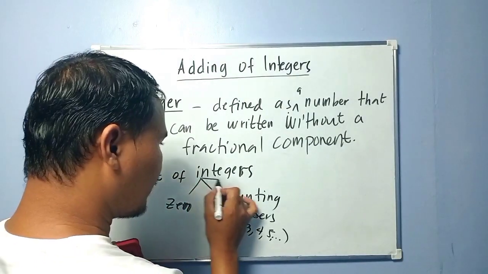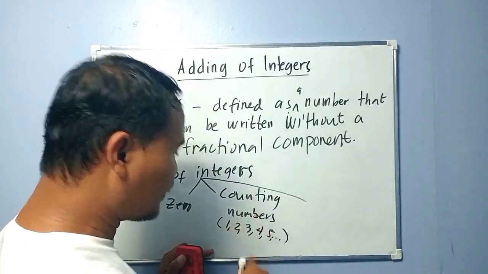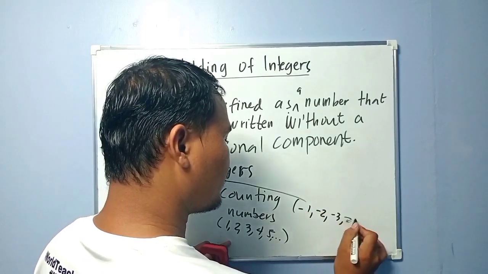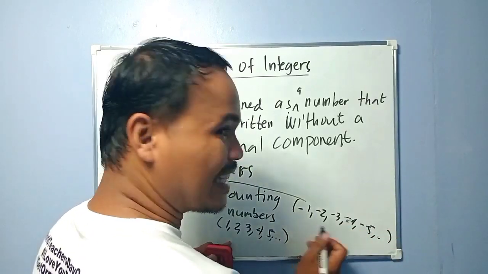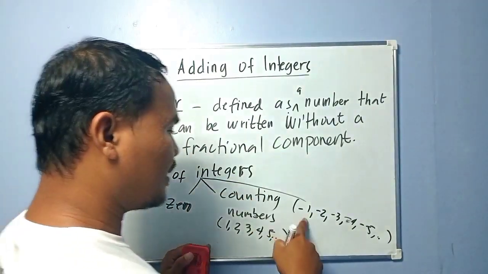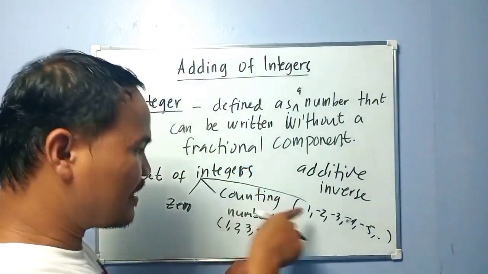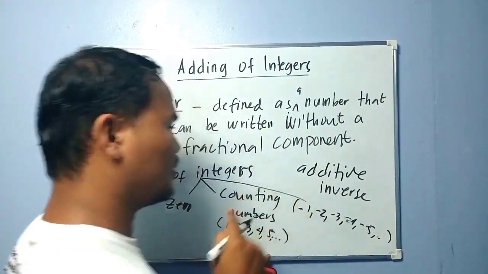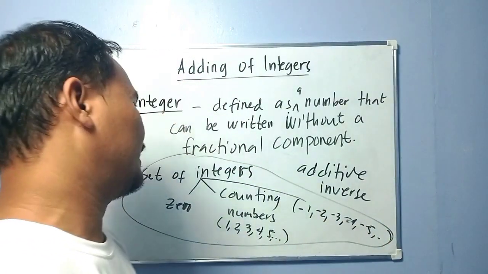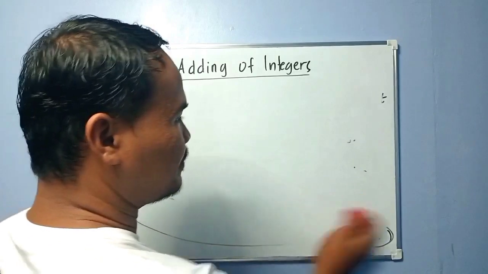What else? The additive inverse. We know that counting numbers are positive numbers. The additive inverses of these numbers are -1, -2, -3, -4, -5, and so on. So the set of integers is: 0, the counting numbers, and the additive inverses of the counting numbers. The additive inverse of 1 is -1, the additive inverse of 2 is -2. So these are the set of integers without fractional component. Let's proceed to adding of integers.